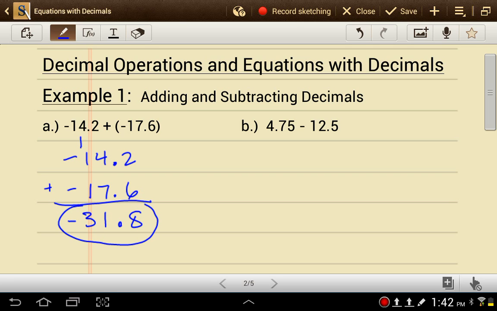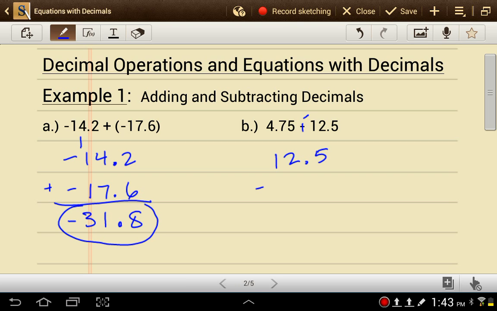Okay, in example B, I'm subtracting. Since I'm taking away more than I have, okay, I'm really going to turn that into a plus negative 12.5, so 4.7 plus negative 12.5. Since they're different signs, I'm going to end up subtracting them, and I'm going to put the bigger number on top. So I'm going to put 12.5 on top, and I'm going to subtract away 4.75 from that.